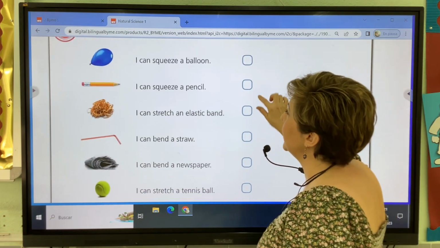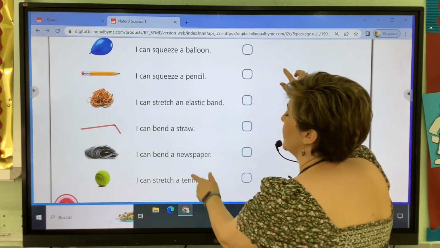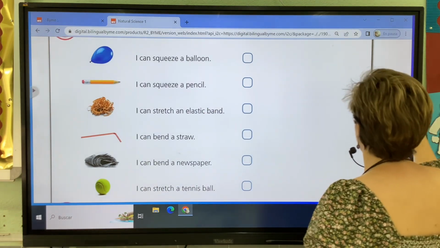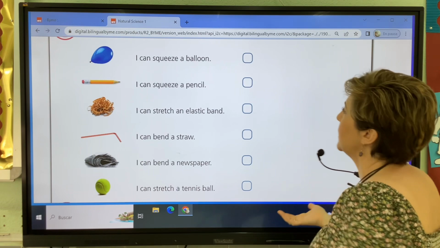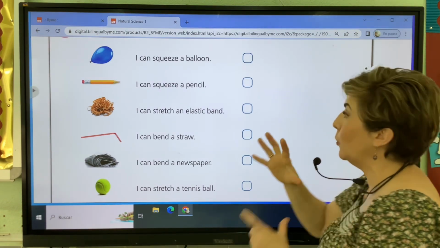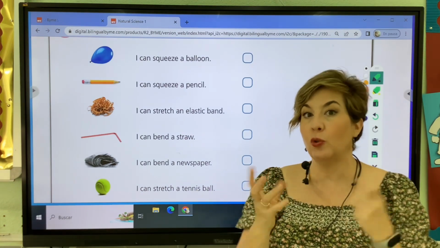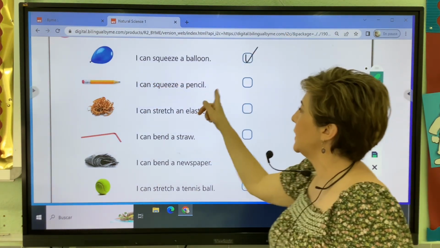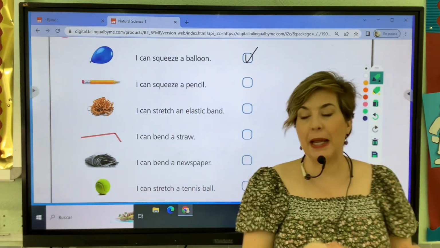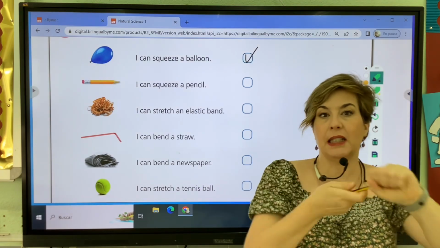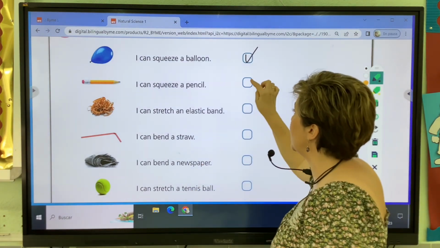Let's see if this is true or false. I can squeeze a balloon. Yes, I can squeeze a balloon because it's made of plastic. But be careful, because if the balloon is super full, you will break it. But if it's not very full, you can squeeze it. Can I squeeze a pencil? Well, let's see. We got a pencil. Can we squeeze it? No, because it's rigid.